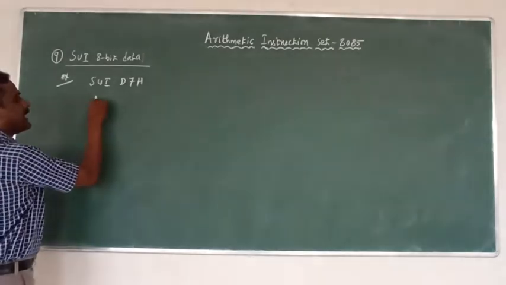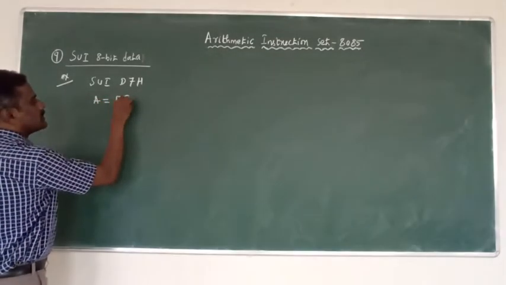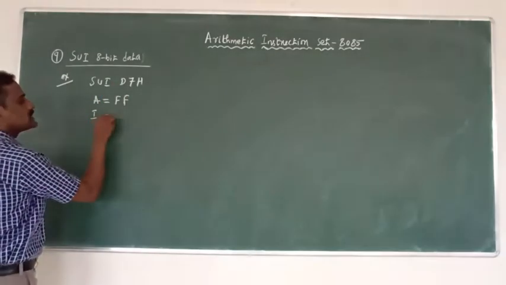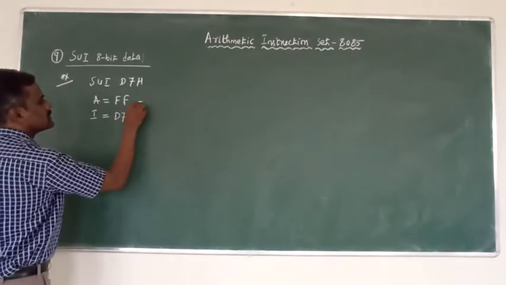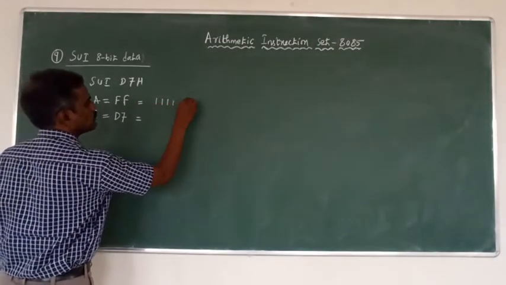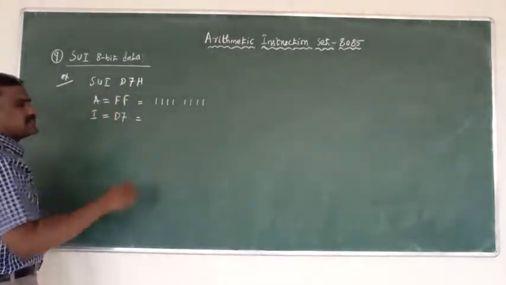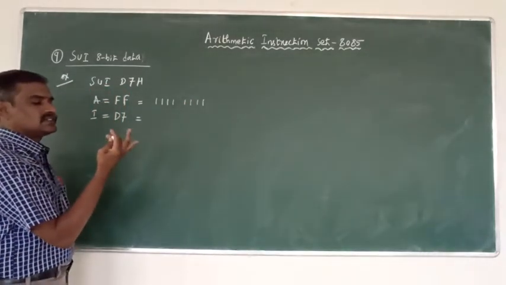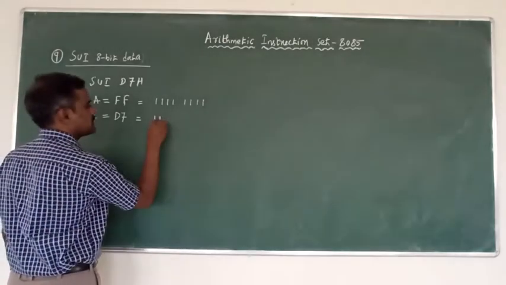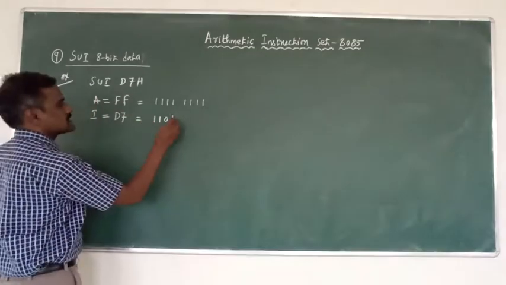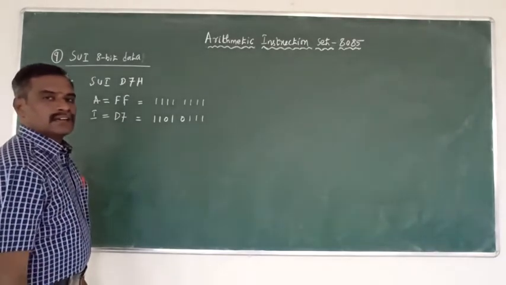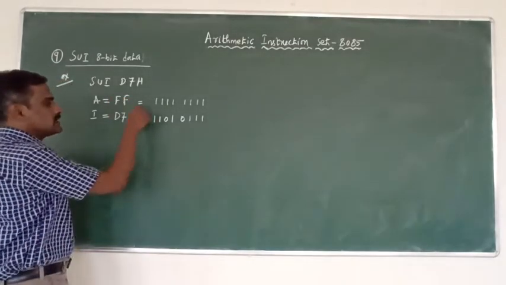Suppose here the accumulator data is FF and the immediately given data is D7. Okay. Now the corresponding binary value of F is 1111. D means A is 10, B is 11, C is 12, D is 13. The corresponding binary value is 1101, and 7 is 0111.